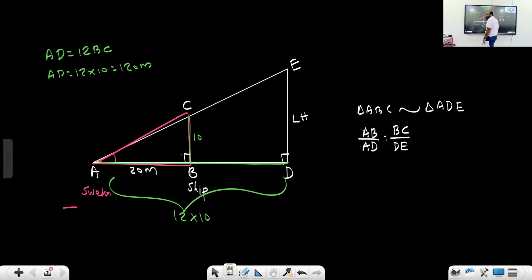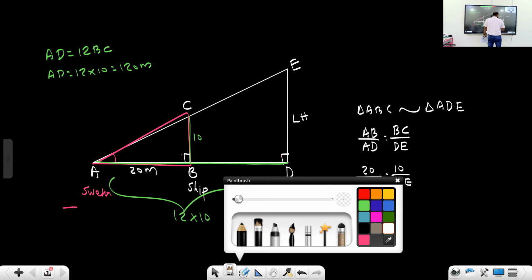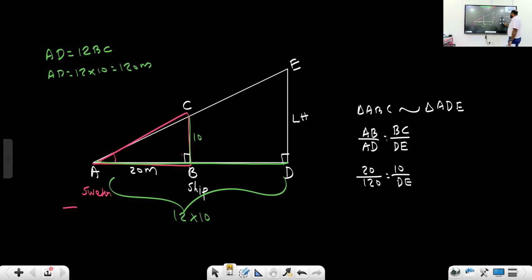Enough. No need for the hypotenuse; there is no role for it. So no need. Tell me how much AB is. AB is 20. AD is how much? AD is 120. BC is how much? 10 by DE. Simplify, you'll get the answer.